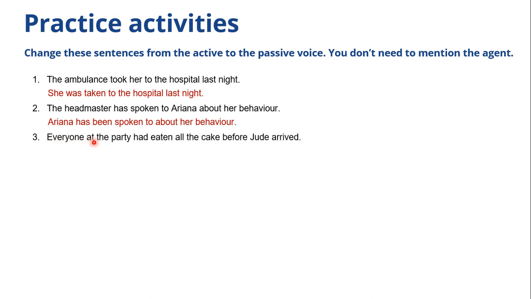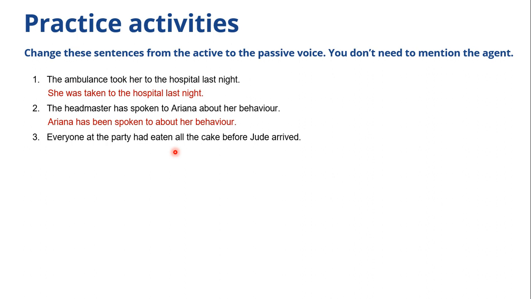Number 3, everyone at the party had eaten all the cake before Jude arrived. Everyone here, that is the subject of the sentence in the active. All the cake is the object, and had eaten is in the past perfect tense. Can you guess the answer?